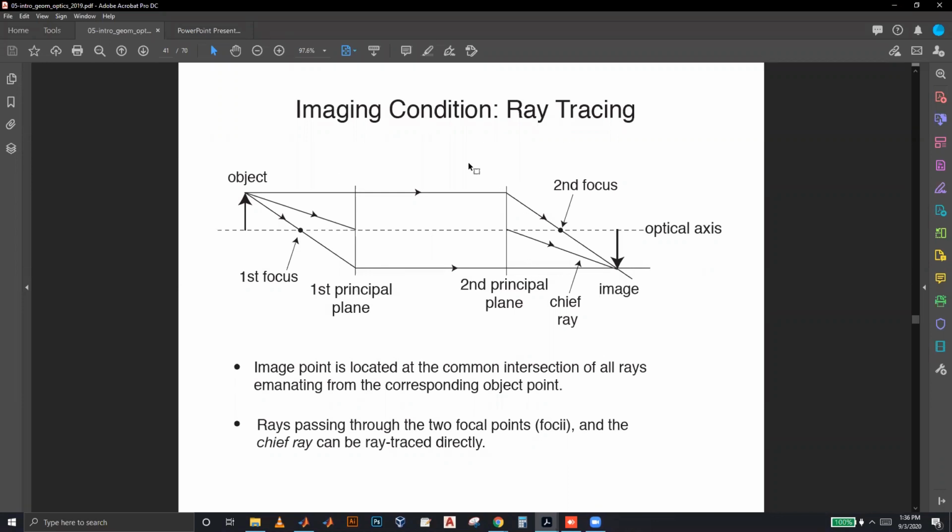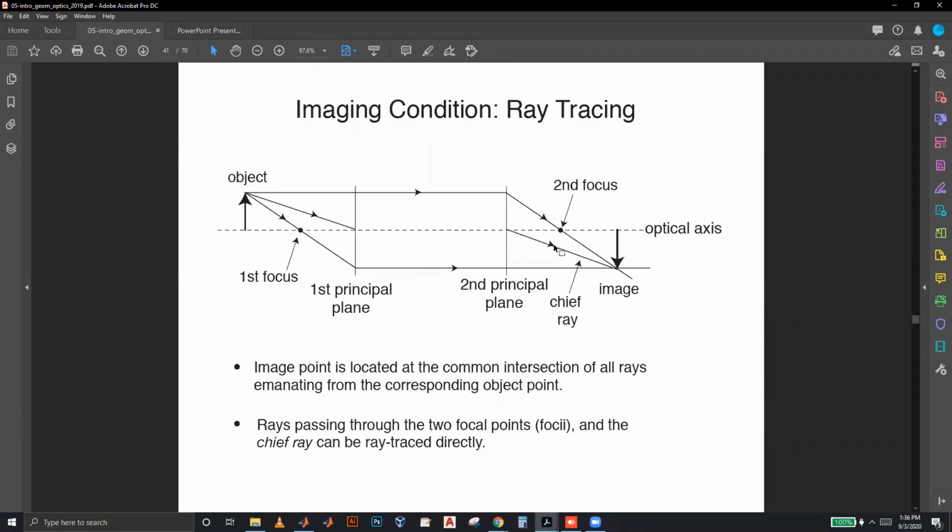This entire region over here, which has not been drawn, would have all your lenses and everything. And this region where the image is would have your sensor. The outside world is here, and you were able to replicate the entire outside world on your sensor.